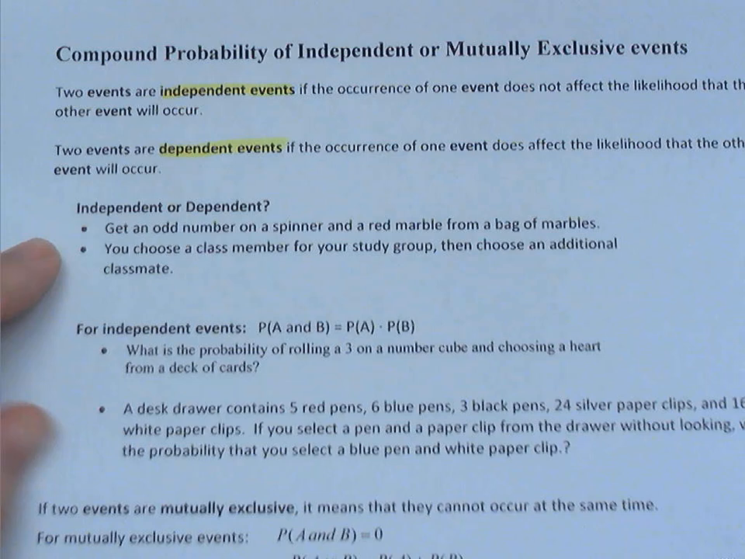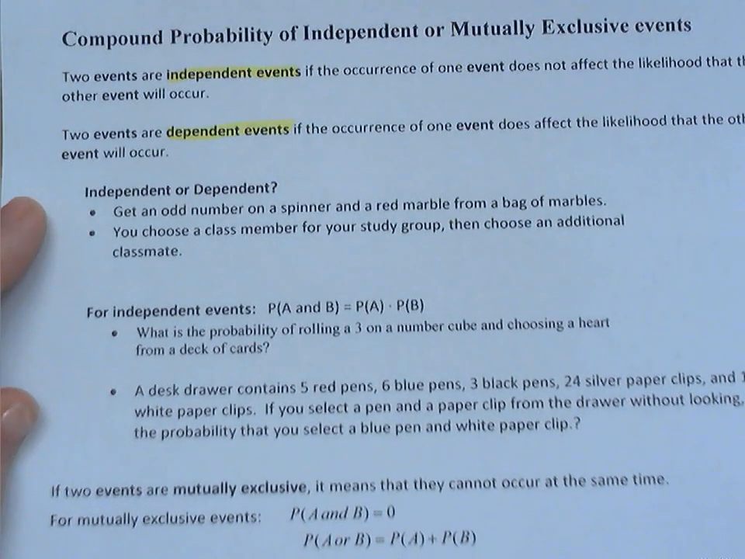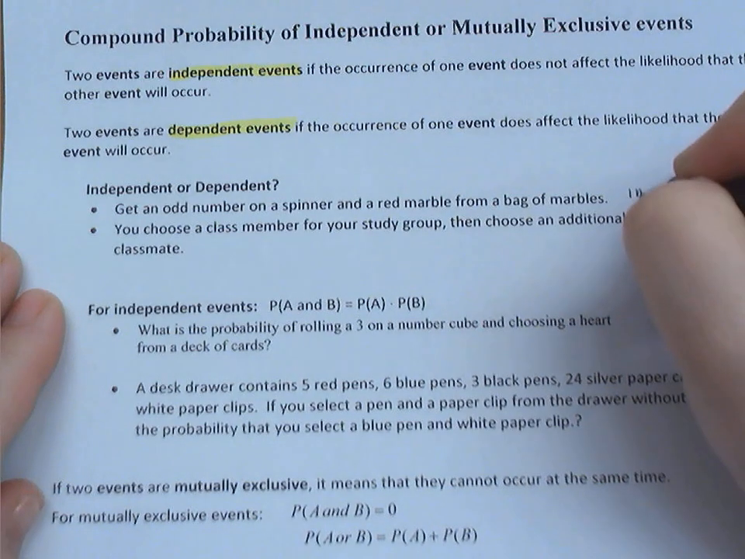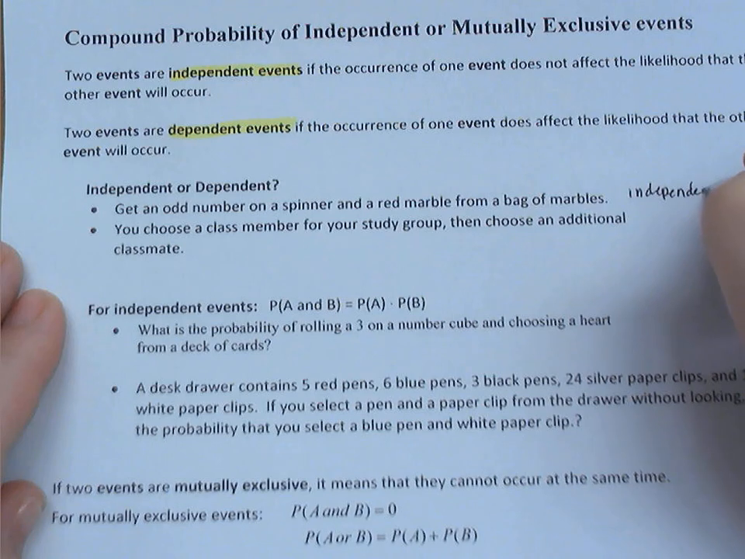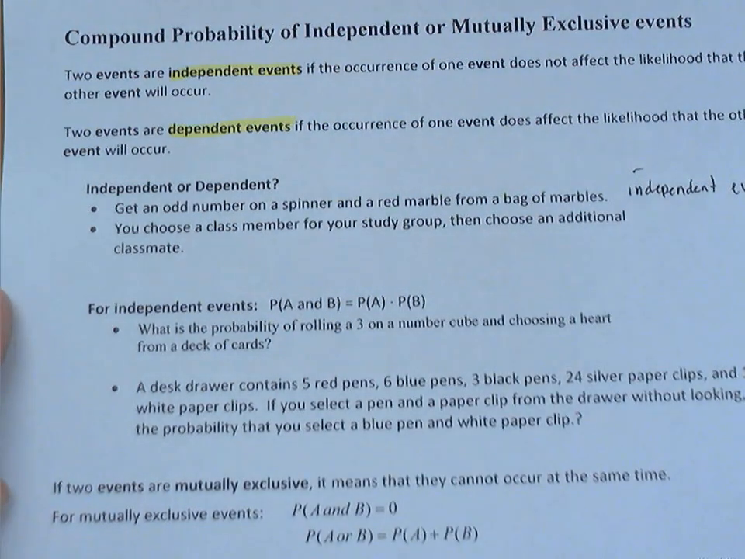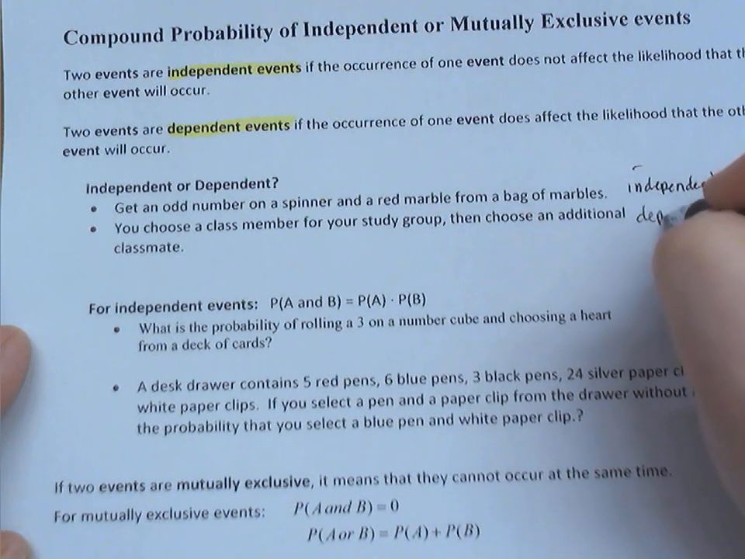So looking at these problems right here, I get an odd number on a spinner and a red marble from a bag of marbles. A spinner is not going to affect the bag of marbles, so those are independent events. The next one says choose a class member for your study group, which means you have a class. Once you take one out, you can't choose them a second time, so that's going to affect your second choice. So these are dependent events.